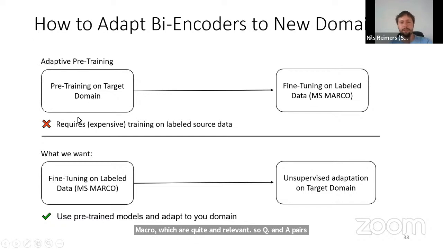But this approach requires expensive training on the labeled data from MS MARCO, and the datasets where we have labeled data get bigger and bigger. MS MARCO has 500,000. At Cohere, we use multiple billion Q&A pairs, and it would be really expensive to first pre-train on your target domain and then do fine-tuning on billions of Q&A pairs. So instead, what we want is to take the model we trained once on billions of text pairs and adapt it unsupervised to a specific target domain like the biomedical domain.